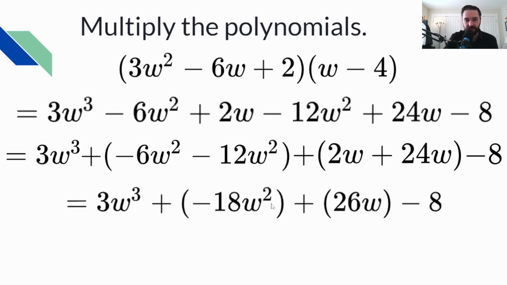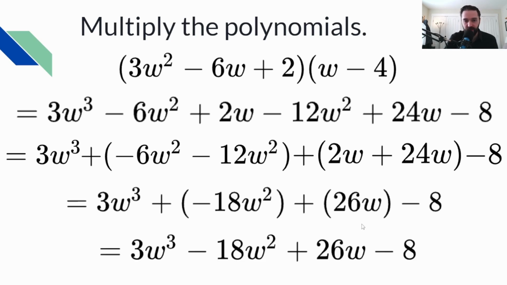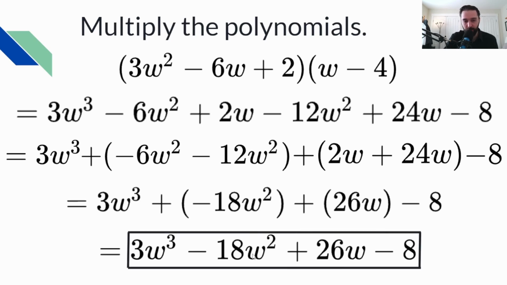Cleaning up the business in parentheses, we have negative 6w squared minus 12w squared. That gives me negative 18w squared. And then here we have 2w plus 24w. That gives me 26w. Getting rid of the parentheses, we get 3w cubed minus 18w squared plus 26w minus 8. So that's my final answer.